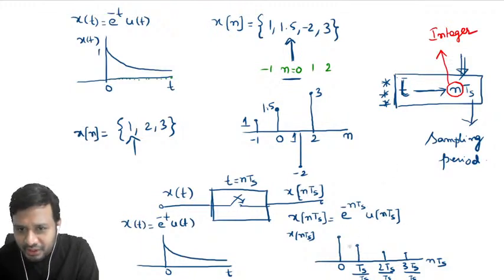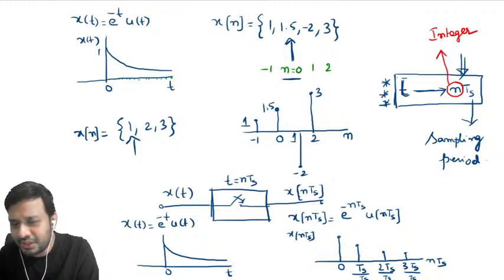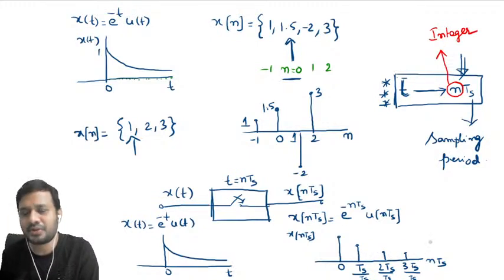Now you can observe the switch is closed at 0, and we got a sample. Between 0 and 1, which after normalization became 1, the switch is open, so we didn't get any sample. The switch is closed at 1, we got a sample. Between 1 and 2 the switch is open, so I didn't get any sample. The switch is closed at 2 and the process is repeated.